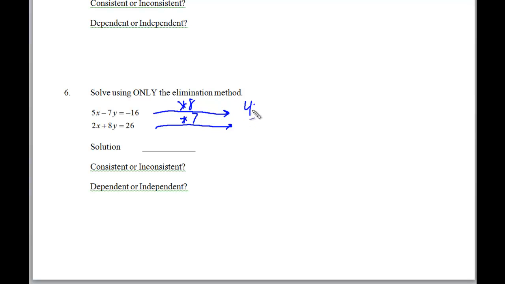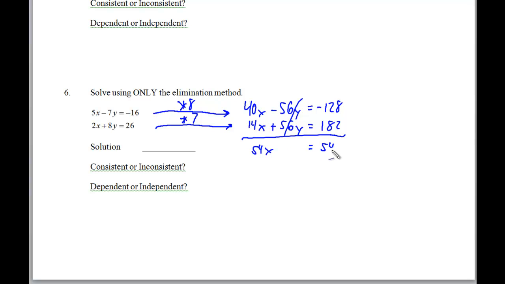So this gives me 40x minus 56y is equal to -128. That's multiplying the top line by 8. The bottom line multiplied by 7, we've got 14x plus 56y is equal to 182. And then by adding these up, this is 54x, these simplify, this makes a total of 54, dividing both sides by 54. X is equal to 1. And that's good. My solution has a set of 1, and already I can say that I'm going to have a consistent answer, and these are independent lines.